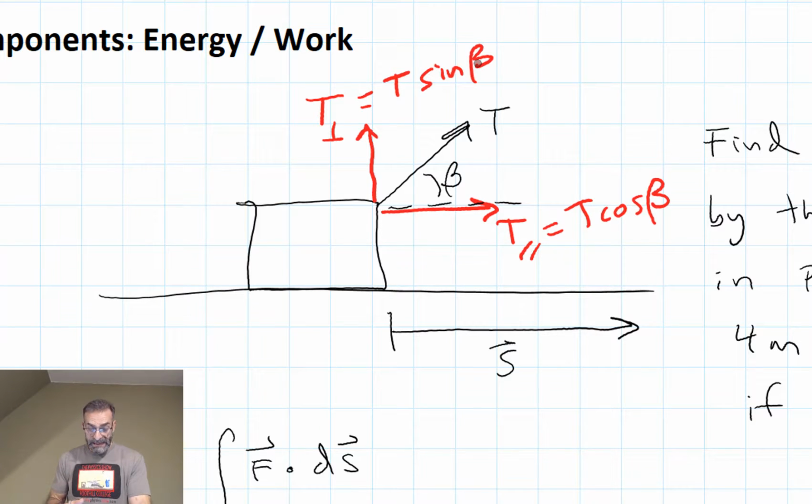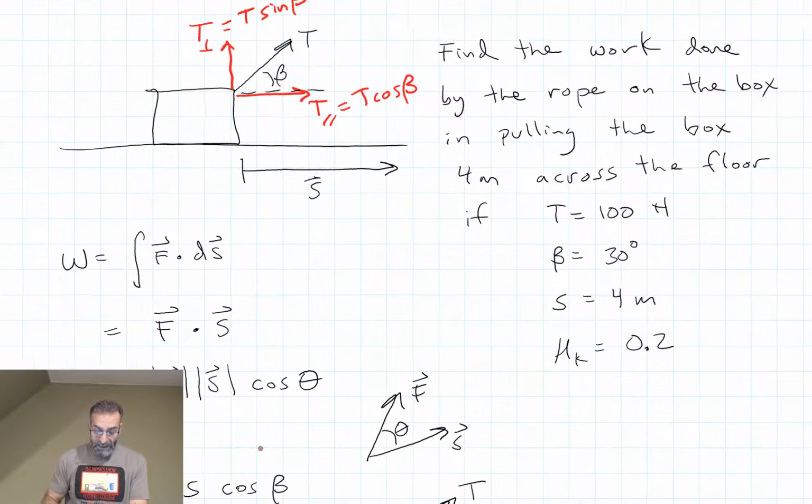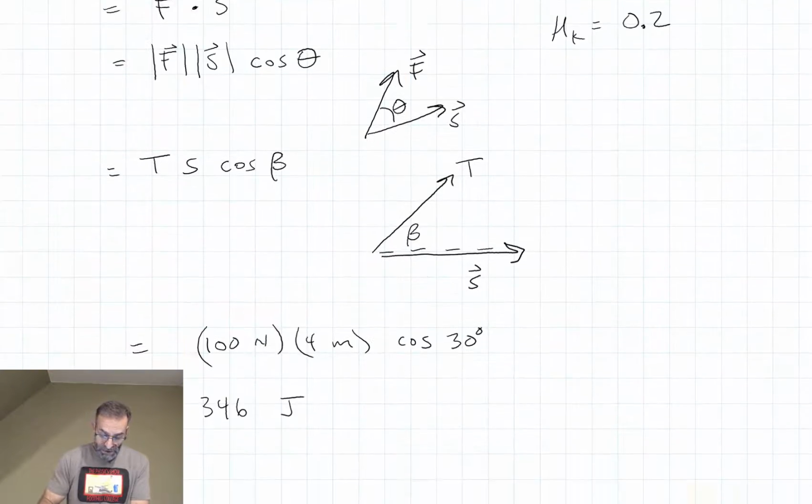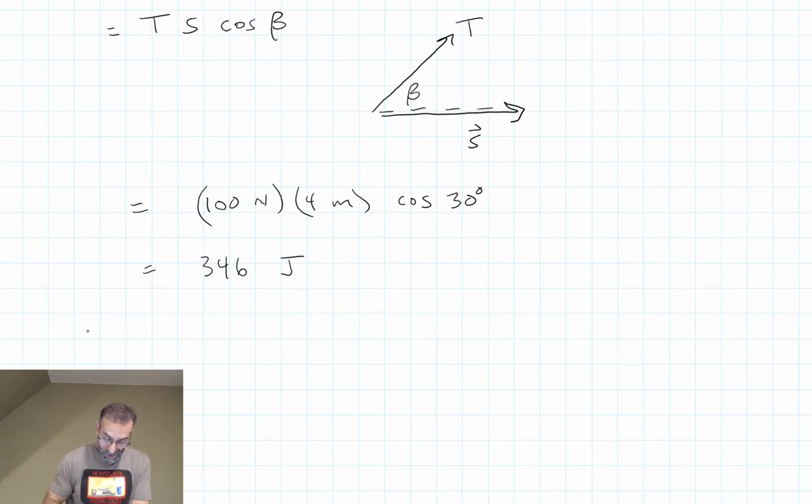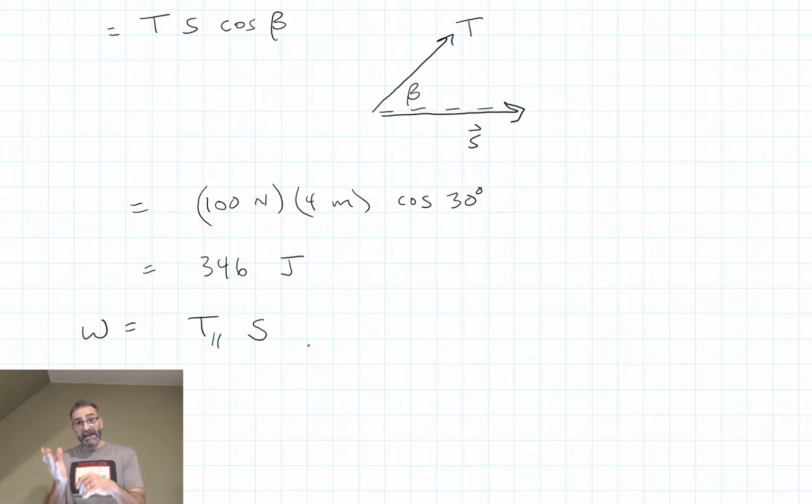Now I say to myself, T perpendicular doesn't do any work, doesn't change the energy of my object. It's perpendicular to the displacement. All the work is being done by T parallel. So I could have said here the work done is equal to T parallel multiplied by the displacement. And since they're in the same direction, I know it's going to be positive work done.